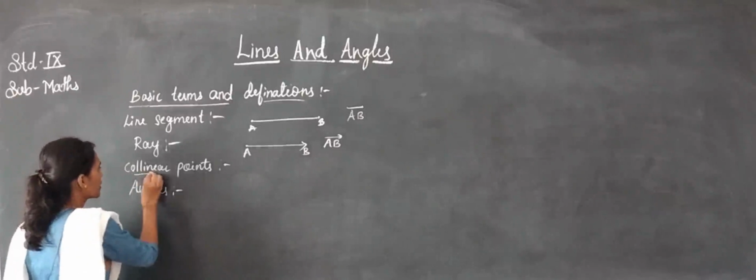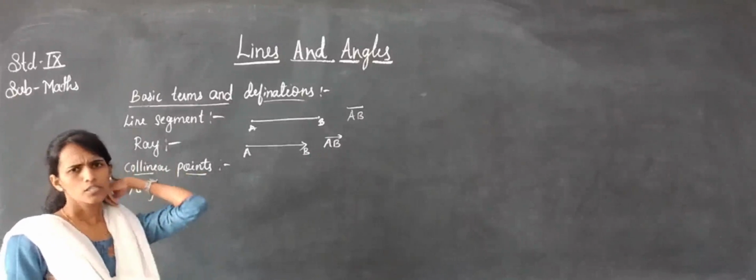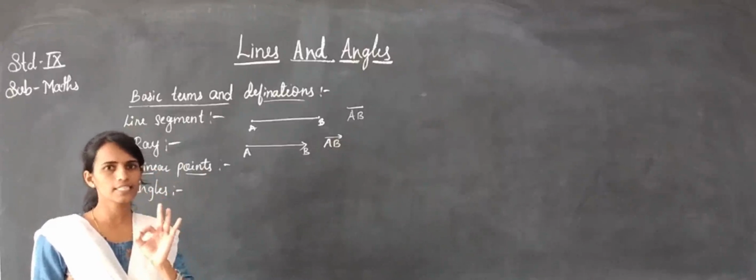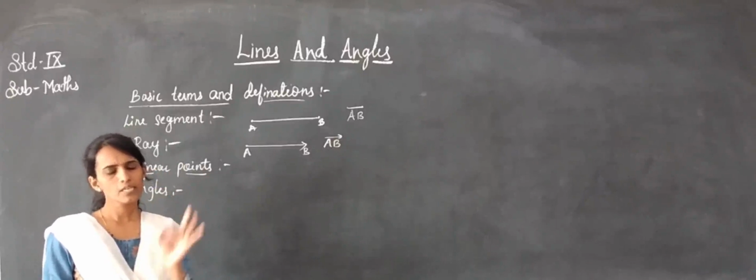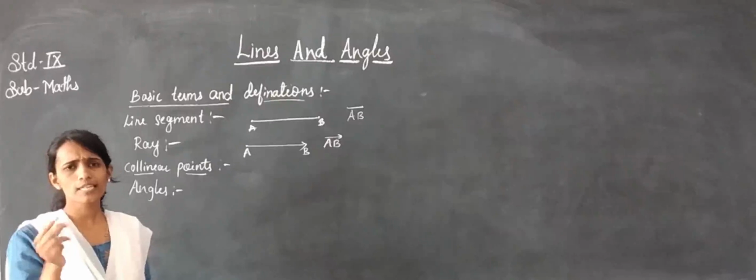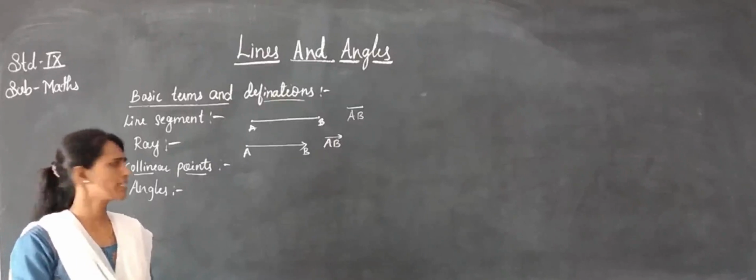Next one will be collinear points. What are collinear points? Three or more than three points, not less than three. Minimum three, and maximum any number. When three or more points lie on the same straight line, we call them collinear points.